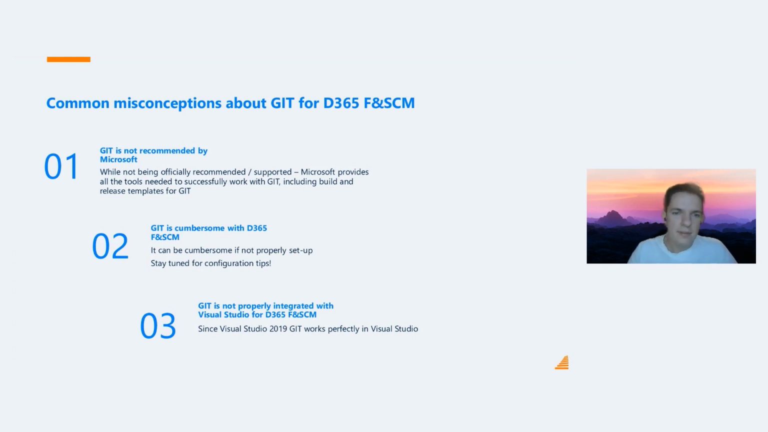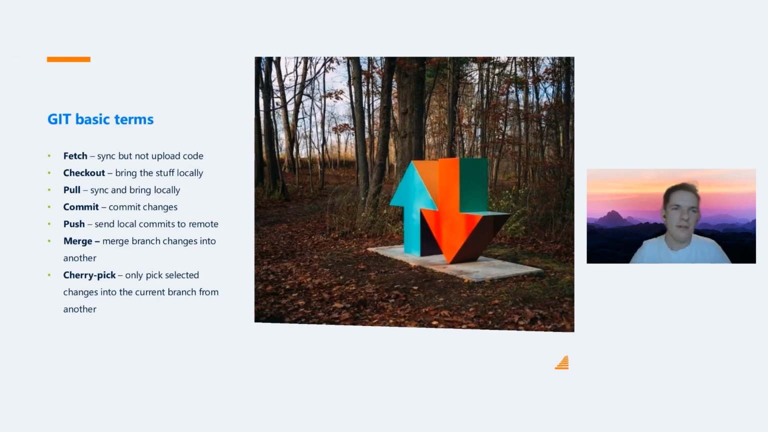And number three, Git is not properly integrated with Visual Studio for Dynamics 365. Again, this is a valid point. It was like that. I have seen that happen, especially with Visual Studio 2015 or 2017. But since Visual Studio 2019, and I have been personally part of that transition, Git works perfectly in Visual Studio, at least for how much of Git we need. There are no issues with that anymore. So this myth could also be busted.